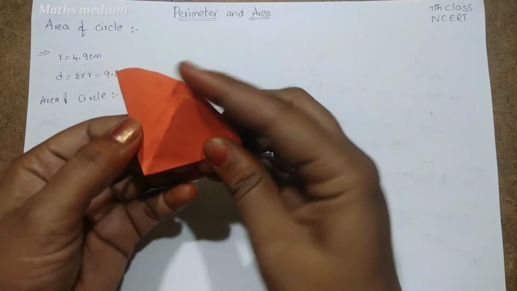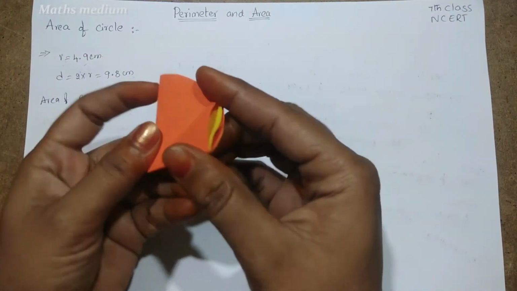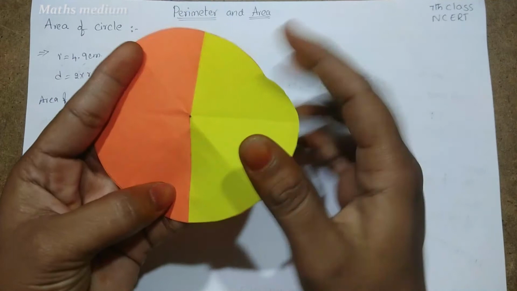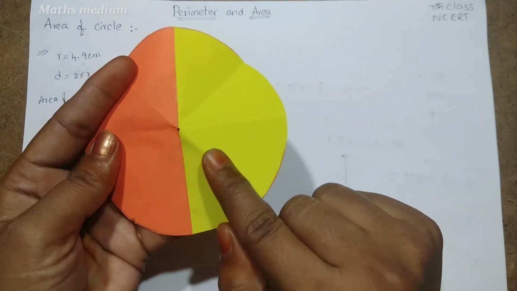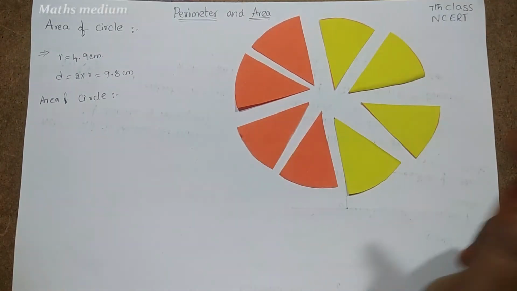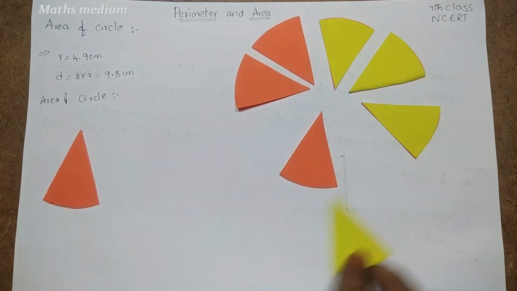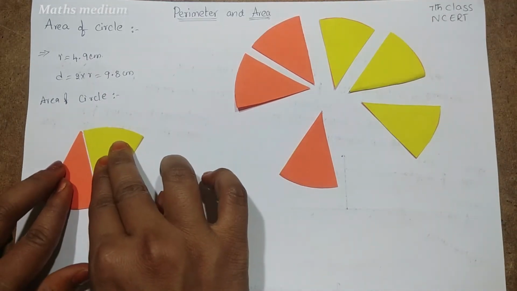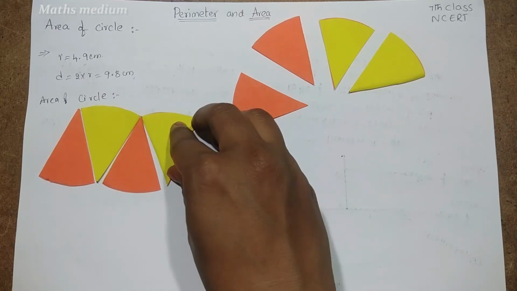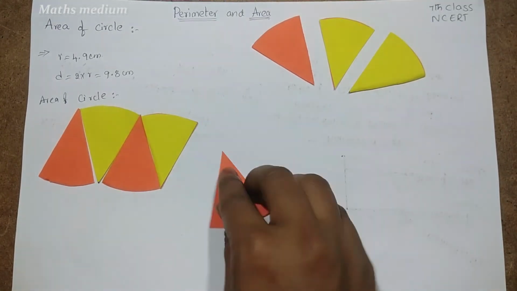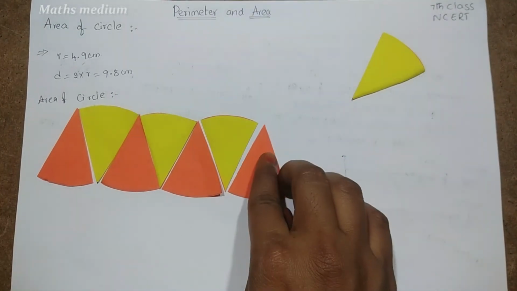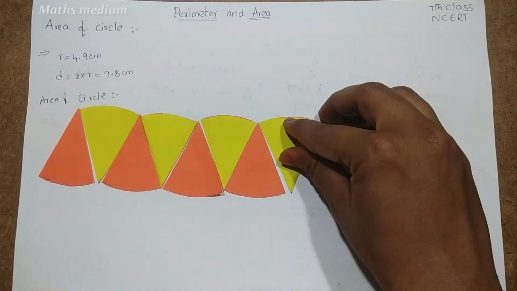So if you open this circle like this, we got some lines here. Now we have to cut this circle along these lines. Now this is the cut shape of the circle. Now we have to arrange it like this. See, this is the 1 and this is the 2, and 3 and 4. This is the 5 and this is the 6 and this is the 7. Finally, this is the 8.